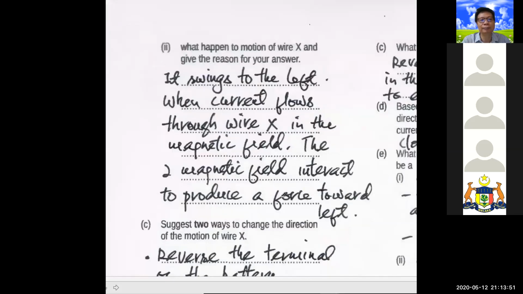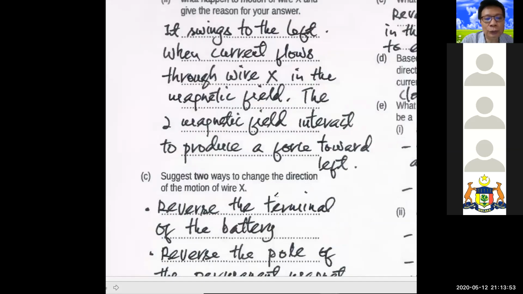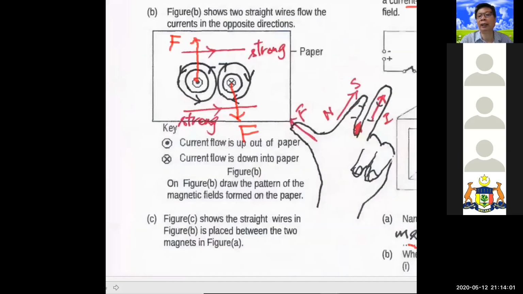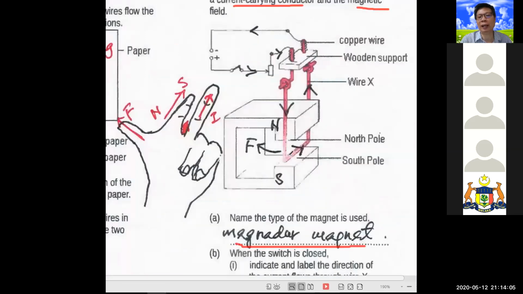Next question. Suggest two ways to change the direction of motion of the wire. Change the direction means just now it was swinging to the left, now you want it to swing to the right. That's very easy. First, reverse the battery, change the direction of the battery. Or second, change the poles of the magnet, north at the bottom, south on top, right?